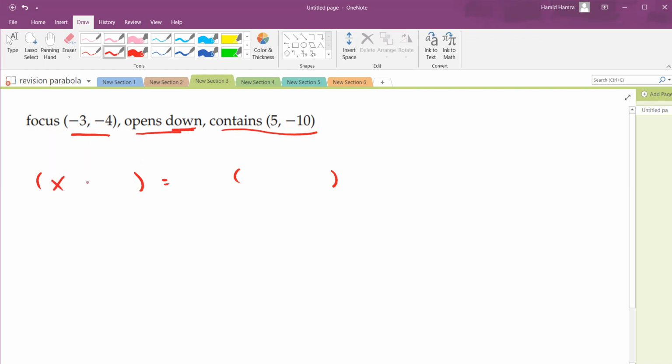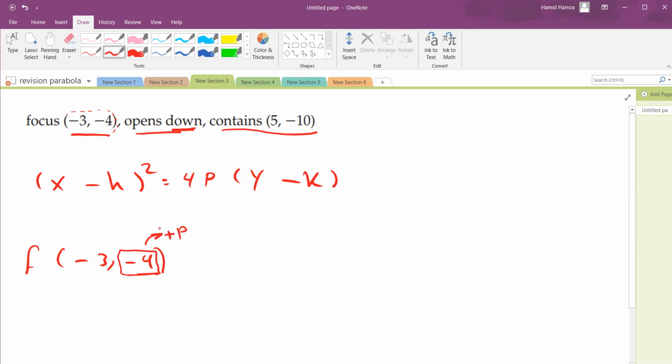So it will be (x minus h) power 2 equals 4p (y minus k). Now, let's work with this part. The focus is negative 3 and negative 4. The change happens upon y, like this. So the change will be here. This part will be plus p.